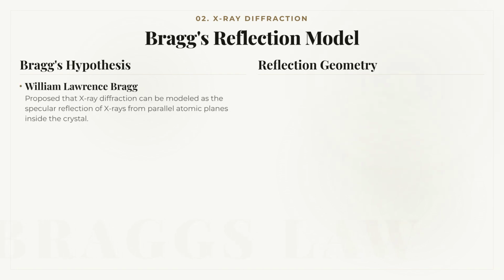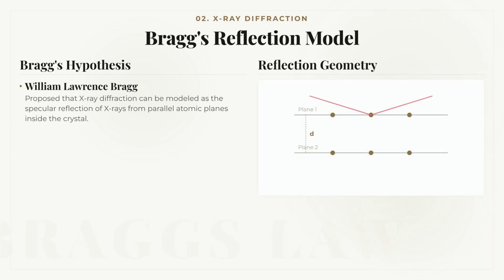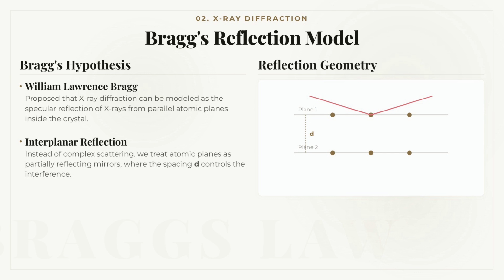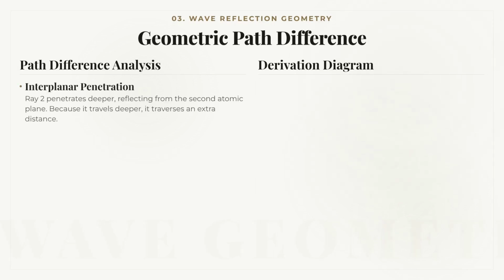The phenomenon of X-ray diffraction was explained by the British physicist William Lawrence Bragg. Bragg proposed that diffraction can be understood as the reflection of X-rays from parallel atomic planes inside a crystal. This explanation led to one of the most important equations in crystallography, known as Bragg's law. Let us understand how Bragg's law is derived.